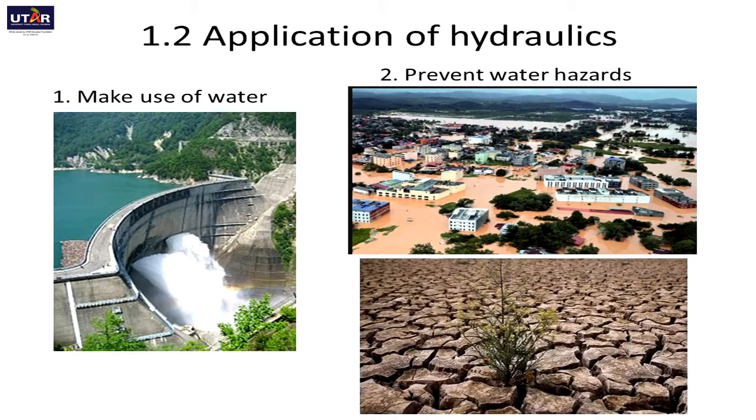Some of the examples of hydraulic engineering are shown here. First picture on the left shows a dam. Dams make use of water by controlling the surface water flow for various purposes, including water supply, irrigation, power generation, and flood control. The pictures on the right show examples that hydraulic engineering tries to prevent from happening. The water hazards such as inundation due to excessive water or drought due to lack of water.